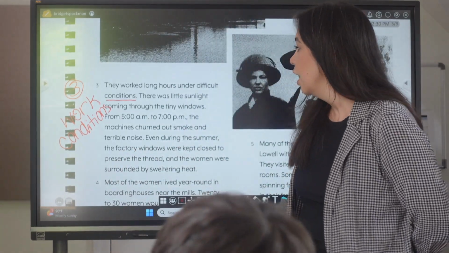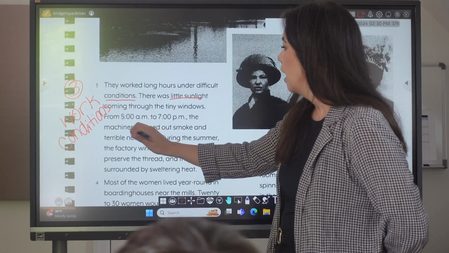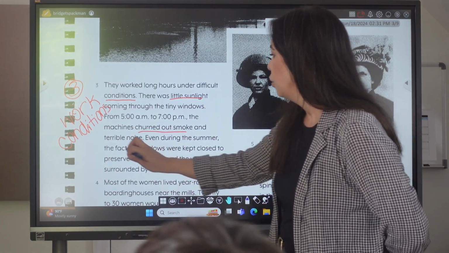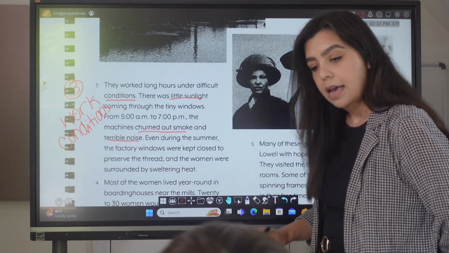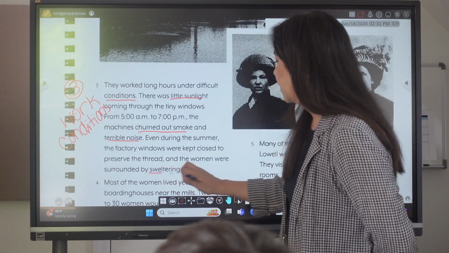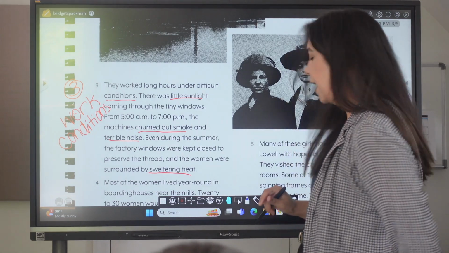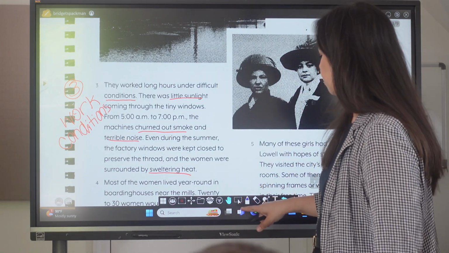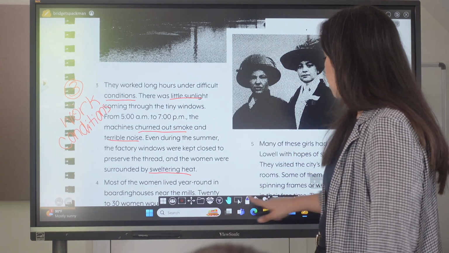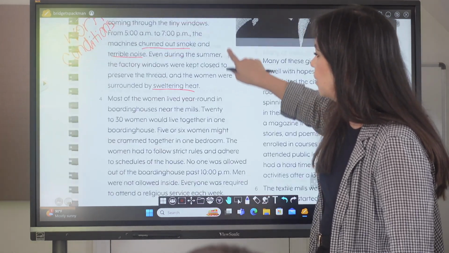Okay, perfect. So I saw you do little sunlight. They churned out smoke. You did terrible noise. And then I think you did sweltering heat as well. Yeah? Any other ones? I think that's good. Yeah, I think you're good, besides for how long they work. Absolutely. Okay. So let's look at the next paragraph together.